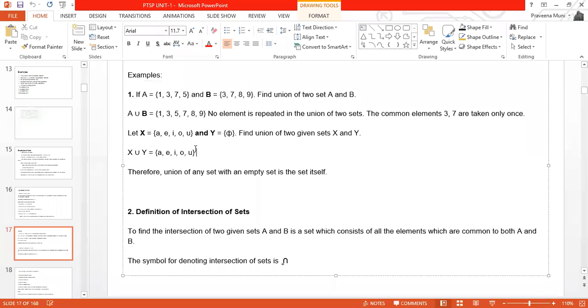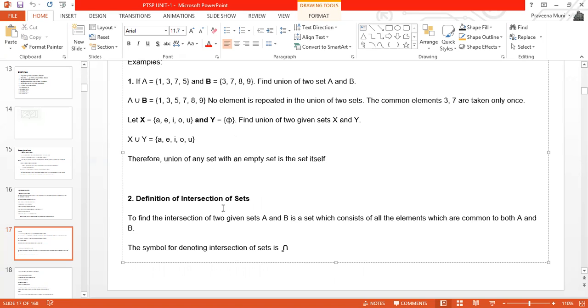And X is given as {a, e, i, o, u}, whereas Y is the null set. Y does not contain any element. So what is X union Y? X union Y will be equal to X itself. So that is {a, e, i, o, u} only.